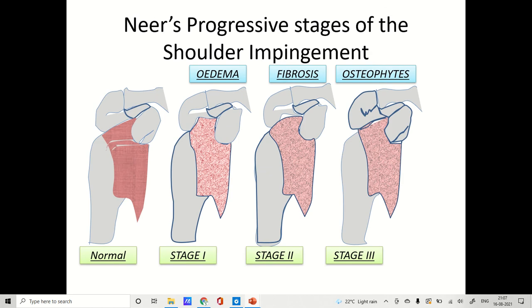Coming to the progressive stages of shoulder impingement, there are 4 stages. First one normal, second stage is edema, third one is fibrosis, and fourth one will be osteophyte. In normal, you can see the space is normal, that is your acromion space is normal. In the second one, you can see a lot of edema has developed. In the third one, you can see the muscle has undergone fibrosis because of the continuous rubbing of the acromion.